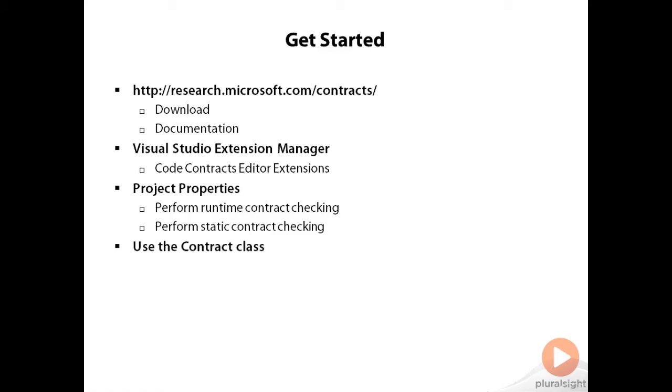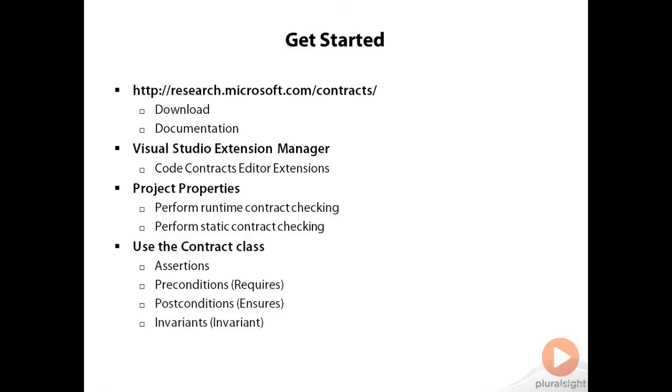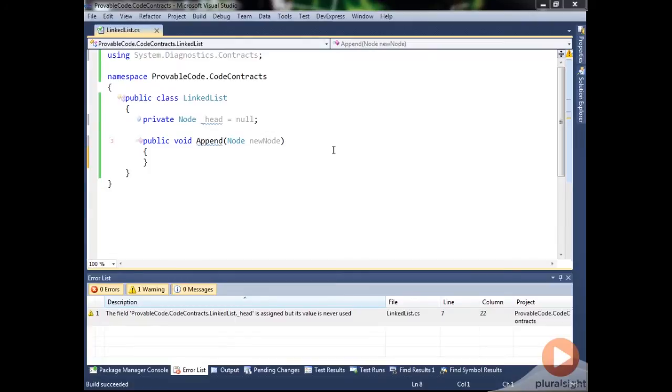And then within your code you use the contract class to specify your assertions, your preconditions using the requires method, postconditions using ensures, and invariants using the invariant method. So far, I've done the first two setup steps. I've downloaded Code Contracts and installed it, and I've also installed the Visual Studio Editor extensions for Code Contracts.